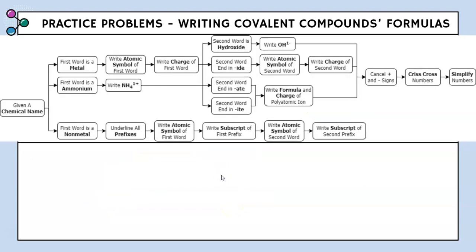That's just another spelling rule we have when we do prefixes. Let's go ahead and do the opposite now. Now we're going to write the formulas. So this time you're going to be given a name and we're going to write the formulas. So problem number 1, we have carbon tetrafluoride. Looking at our first word, carbon, is it a metal, ammonium, or a nonmetal? Well, carbon is a nonmetal. So we're going to underline all of our prefixes. We have tetra. Now, carbon does not have a prefix. Remember, we never wanted to start our name with mono, so we wouldn't write a prefix. So we're going to imagine that mono is before carbon.